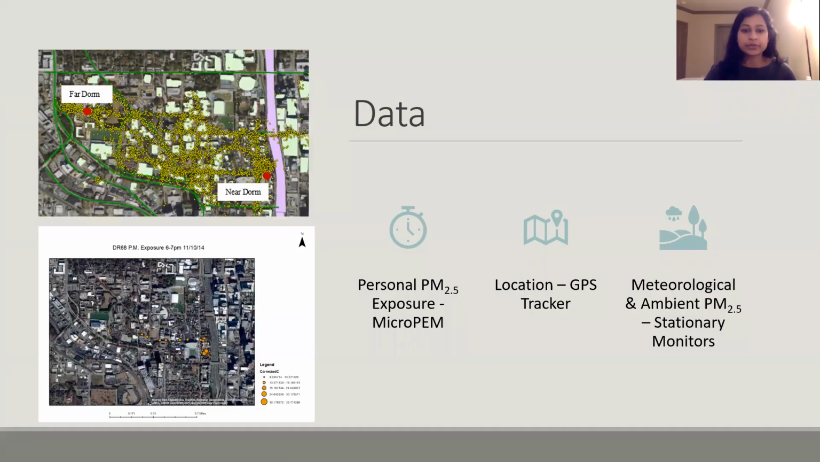There were three main data sources. The first one was personal exposure measured by the micro-PEM monitor every minute. The second was location data measured by the GPS tracker every second. The location of the GPS measurements in the Georgia Tech campus is shown on the left here. The bottom left image just shows one example of one subject's personal PM2.5 measurements as he or she moved on campus between 6 to 7 p.m. on November 10th. The third data source is meteorological and background PM2.5 levels measured by the stationary monitors around campus every hour.